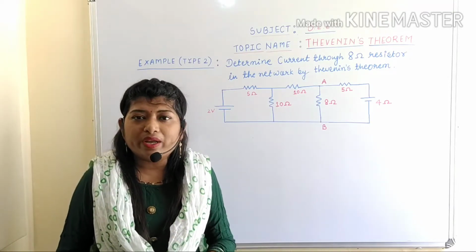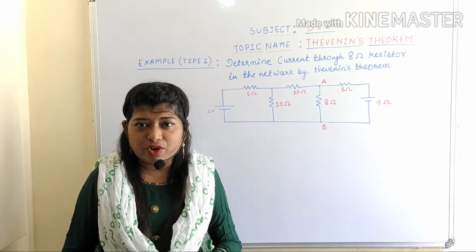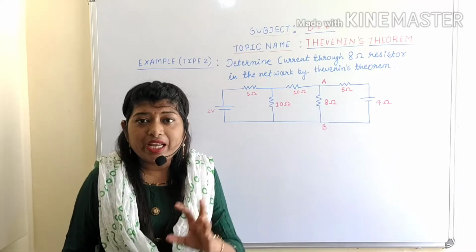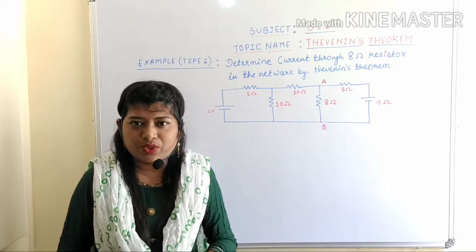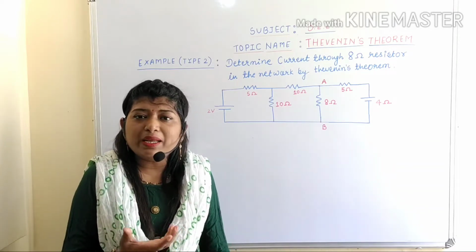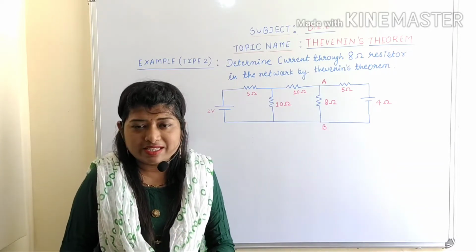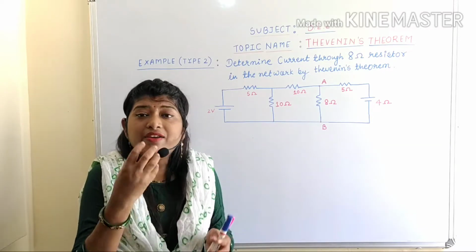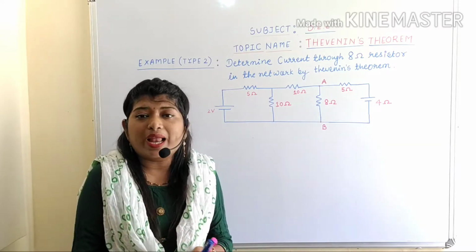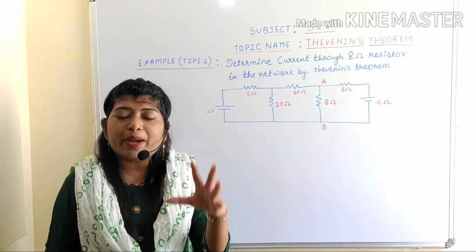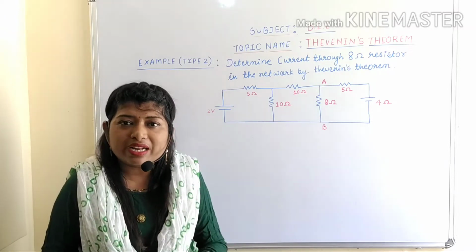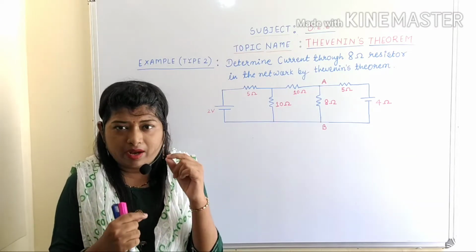Step number 1 related to Thevenin's theorem was that you need to identify the load resistance, or you can say the branch resistance, through the circuit. What is basically the branch resistance or load resistance? It is nothing but the resistance through which you need to calculate the current. And then simply you have to replace that particular load resistor by an open terminal.